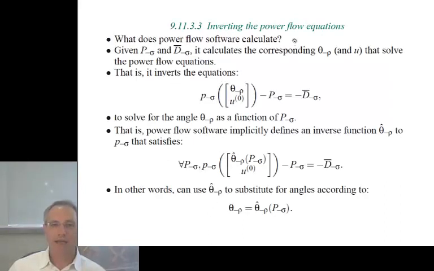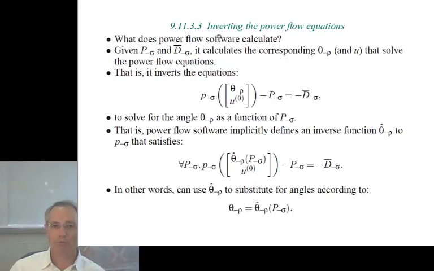Well, to see how those equations help us, I want to ask a question. What does power flow software calculate? Well, typically we give power flow software a set of generations at every bus except the slack bus, and a set of demands at every bus except the slack bus. And the power flow software tells us the corresponding angle, theta minus rho, and of course the voltages that solve the power flow equations. Remember, we are using a power flow formulation where the voltages are all controlled to be 1. In other words, all of the buses are PV buses.